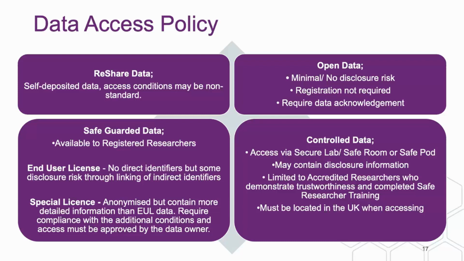The other type of data that falls under safeguarded is special license data. This is anonymized, but it contains more detailed information than end user license data, and it does require compliance with an additional set of conditions. What happens with special license data is you find it in the data catalogue, and you'll be prompted to download a form. All of this I will run through later. You complete that form and send it back to us. We then review it, and we liaise with the data owners on your behalf for permission to release the data. As I say, that is because it contains more detailed information.